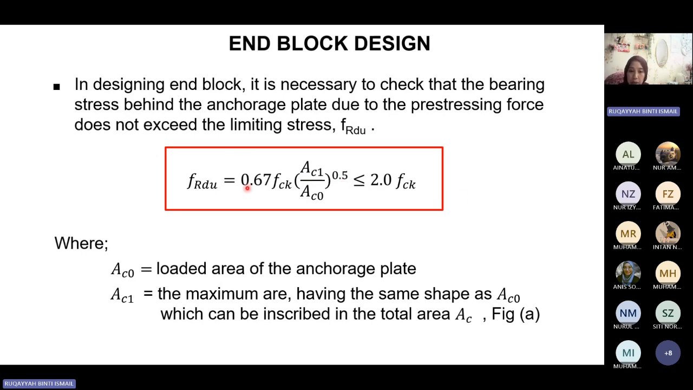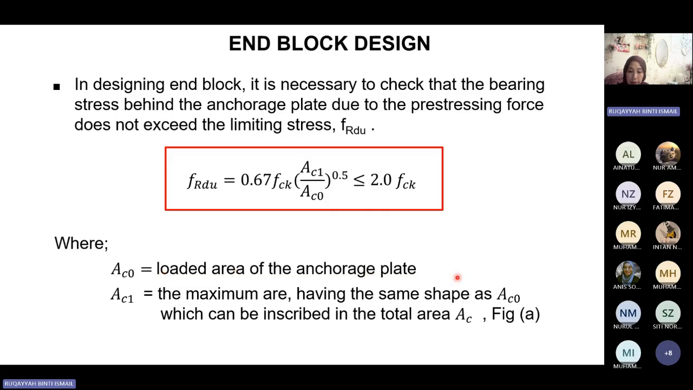So this equation must be less than or equal to 2.0 fck. If it's not, if it's more, it means you have to recalculate your design so that you get it smaller, smaller than 2 fck. So what is Ac0?